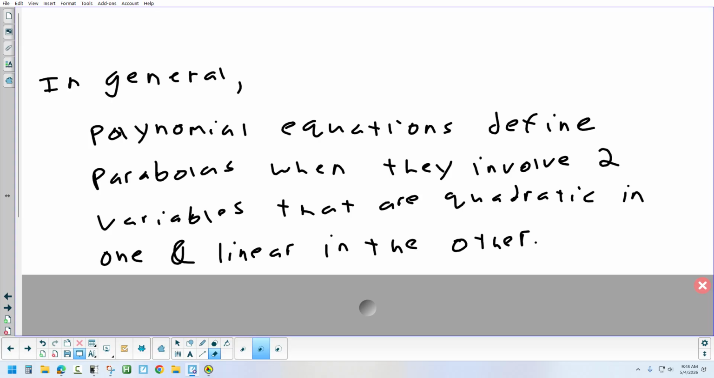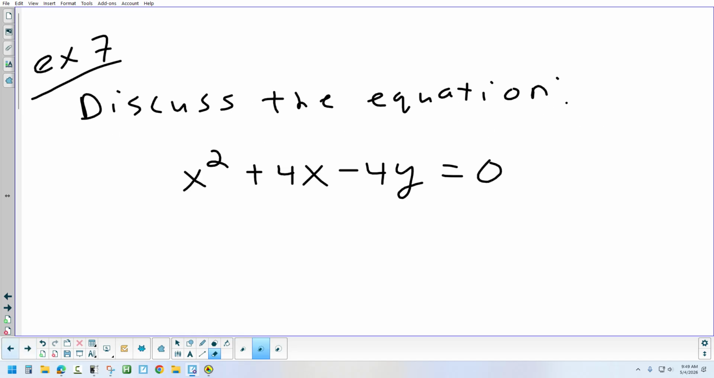If you know both variables are squared in the formula, that's not enough information to tell me if it's an ellipse, hyperbola, or a circle. I need to know more. But if both variables are squared, I definitely know it's not a parabola. That's all I would know. Okay. Any question on that? All right, so that's pretty much it for parabolas.